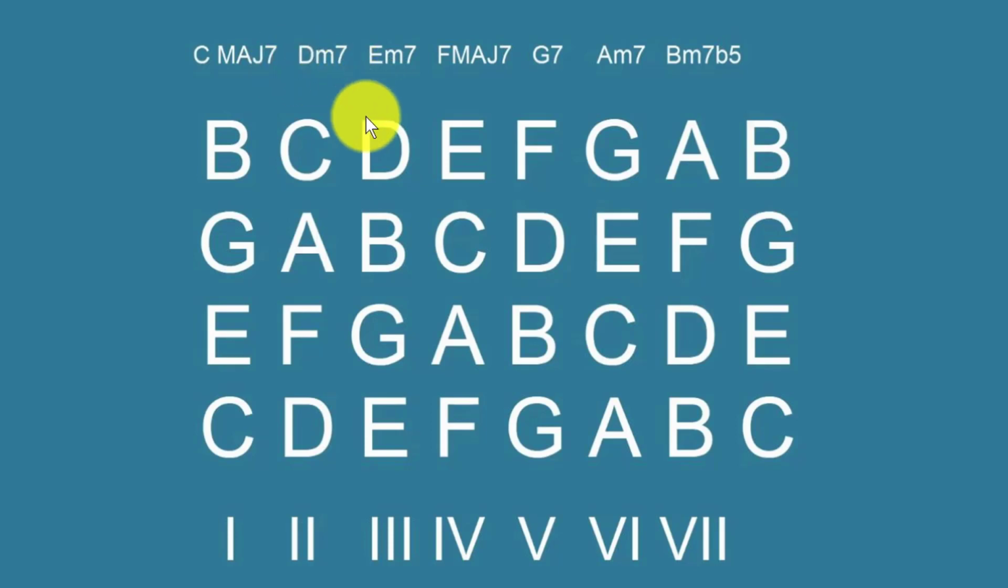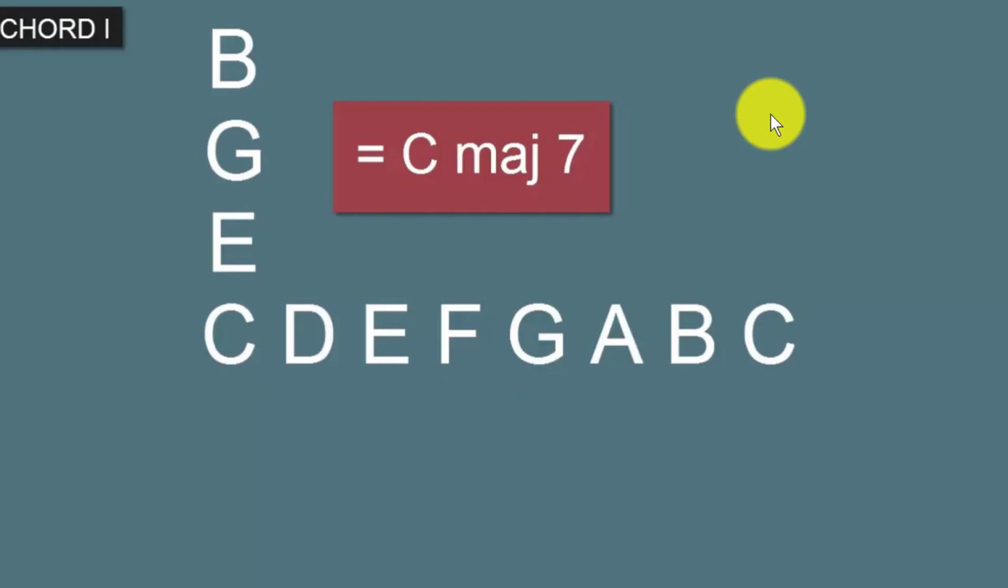So we'll move on to the first chord, which will be C major 7, this one here. Okay, so here we are at the first chord, which is C major 7, which is built on obviously the first degree of the C major scale. Built, I said, not derived from. It's built from the first degree.